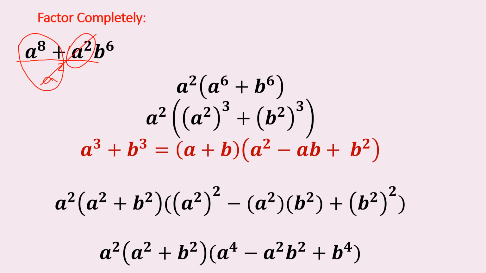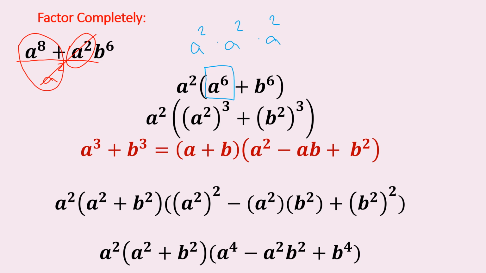All right, so this again is going to be sum of cubes. And the tricky thing here is figuring out what cubed equals a to the 6th. Now, keep in mind that when we cube something, it's times itself 3 times. A squared times itself 3 times. We would add these exponents. So a squared cubed is a to the 6th. Same thing with b squared cubed.